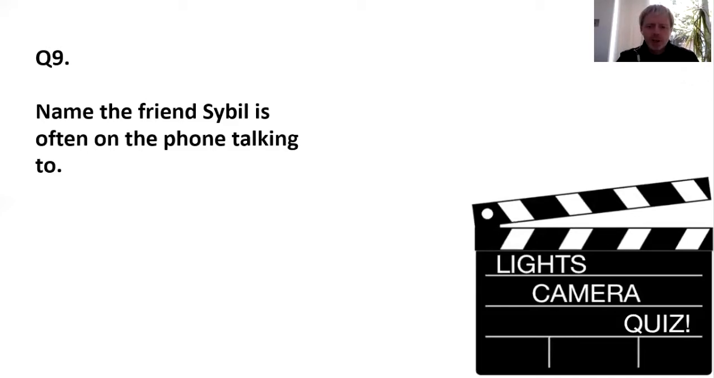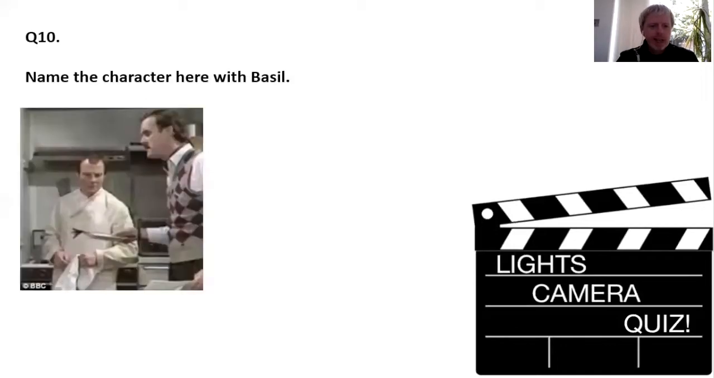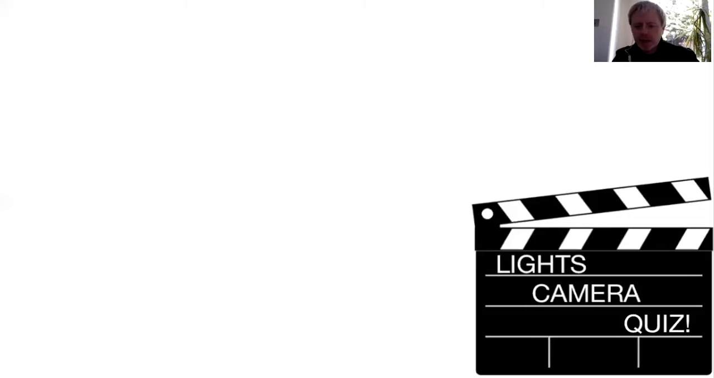And the final question on this quiz is, name the character here with Basil. That's not the kipper on the plate. Okay, there are your 10 questions, so do pause if you want to fill in some gaps. We'll race on now into the answers.